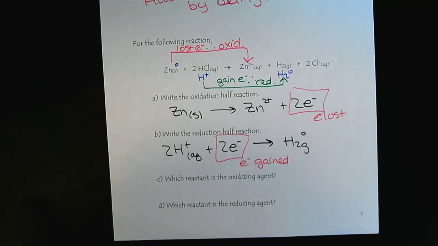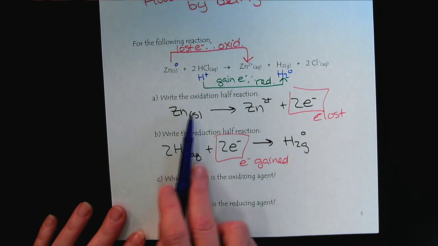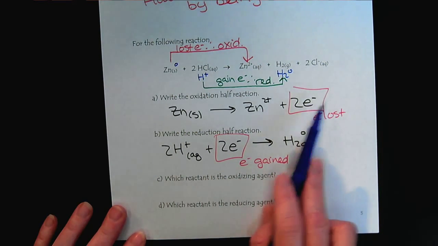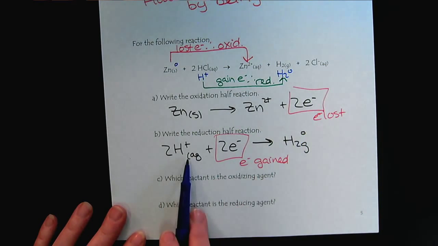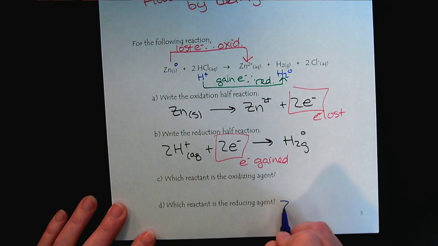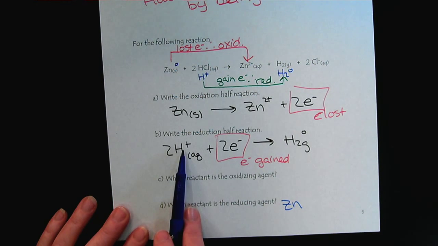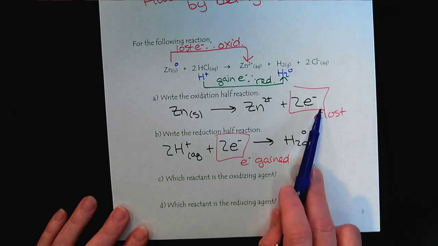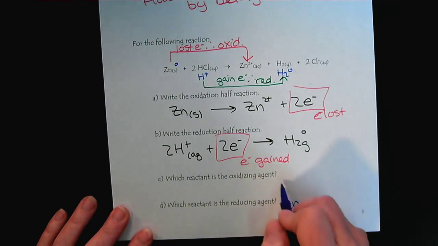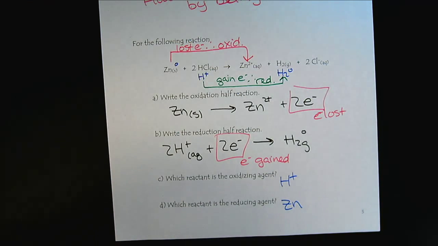Alrighty. So now for the new piece, these concepts of oxidizing agent and reducing agent. The zinc is becoming oxidized. Because it's becoming oxidized, it allows the hydrogen to be reduced. So the zinc is a reducing agent. Simultaneously, the hydrogen ions are being reduced. Because they're being reduced, they're able to accept the electrons from the zinc. So the hydrogen ion is the oxidizing agent.